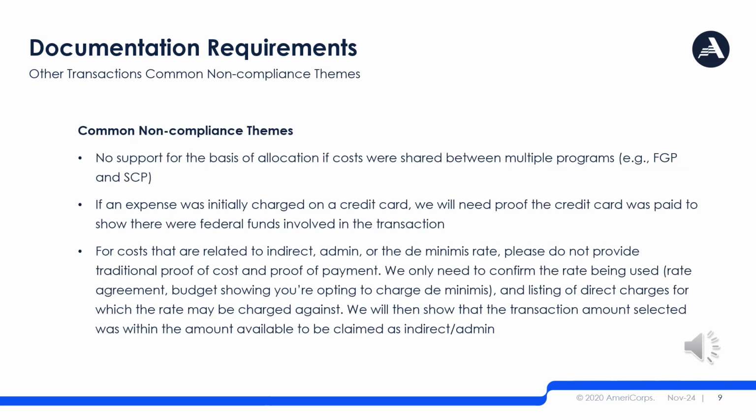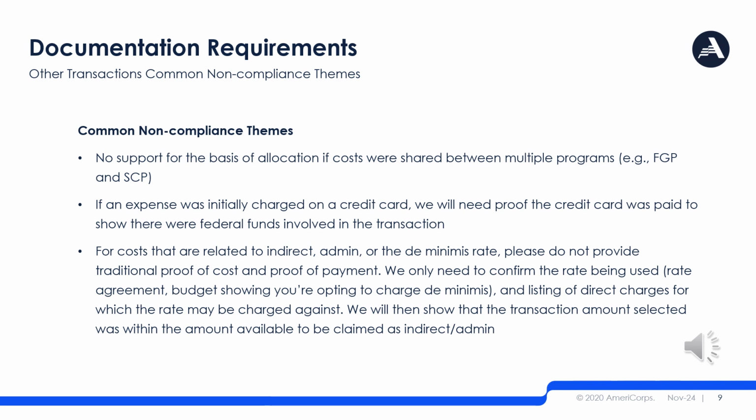Here are some common non-compliance themes we see with other transaction types. The most common non-compliance theme we see with other transactions, as mentioned previously, pertains to the basis of allocation. The basis of allocation is required for any charge that is split between multiple programs, including multiple AmeriCorps programs. So for example, if you split a charge between SCP and FGP. To support the amounts charged, we require the math behind the percentages being applied, meaning if it's a 10% charge based upon square footage, we will need the calculation of the square footage that supports that 10% figure.